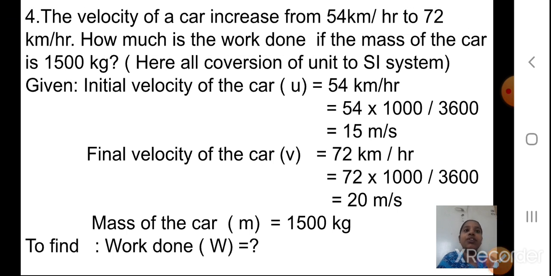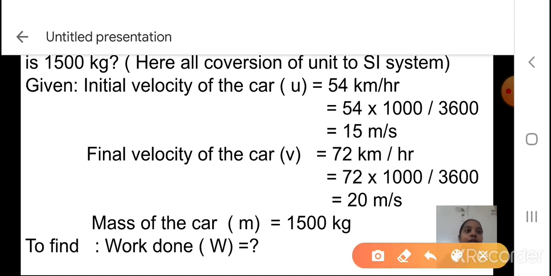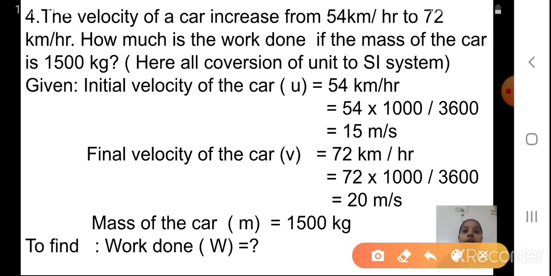The velocity of a car increases from 54 km per hour to 72 km per hour. Velocity has increased. How much is the work done? We have to find out, if the mass of the car is 1500 kg. Here we have to convert all units to the SI system first. So I have to convert kilometer per hour into meter per second.